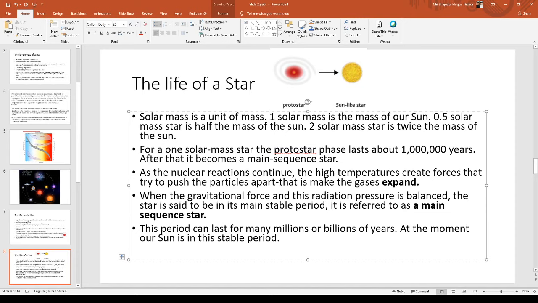Kilogram is a unit of mass, gram is a unit of mass, pound is a unit of mass, and similarly solar mass is a unit of mass. So it's a unit of mass, that's it. So how much mass is one solar mass? Well, the problem with the sun is that it's big.